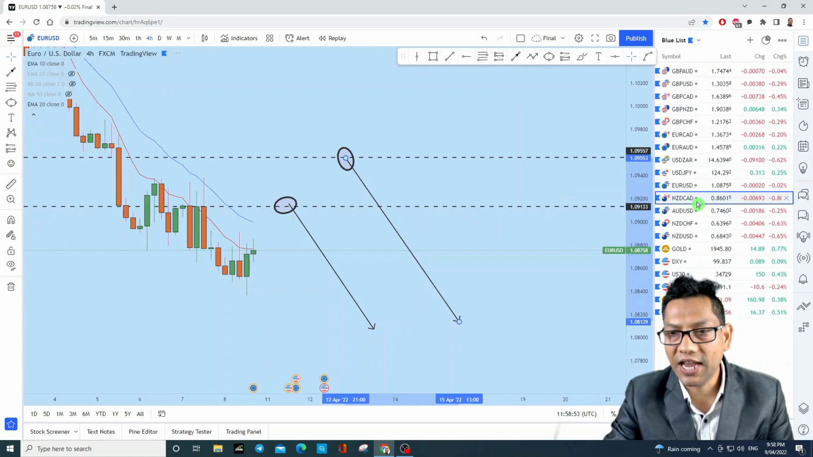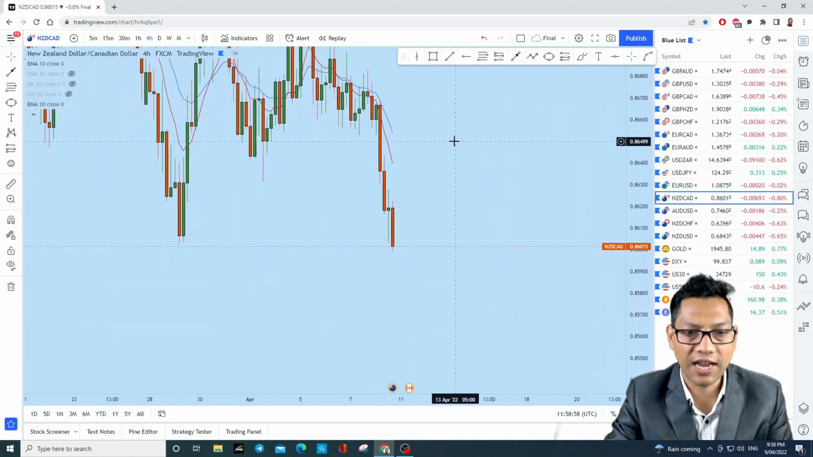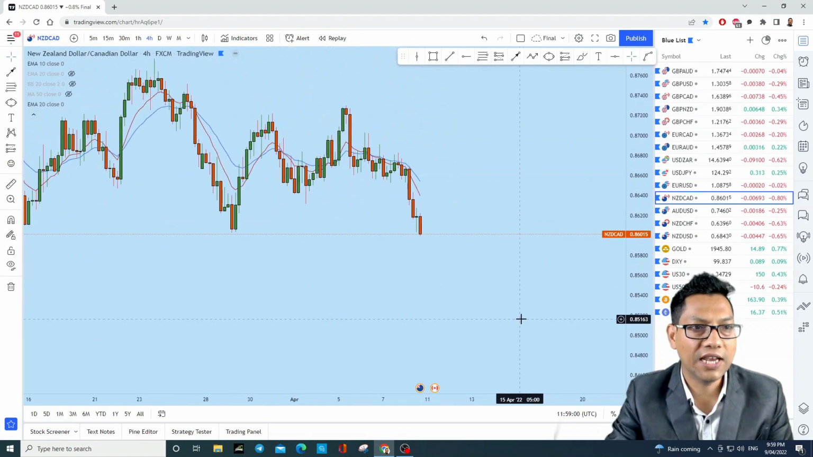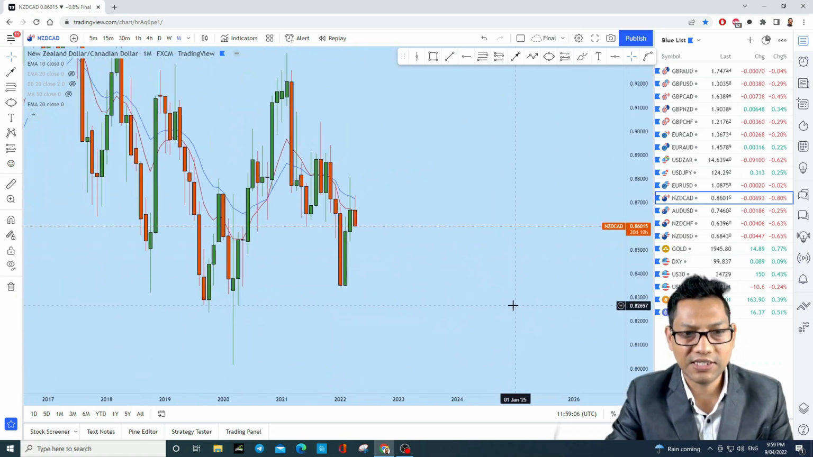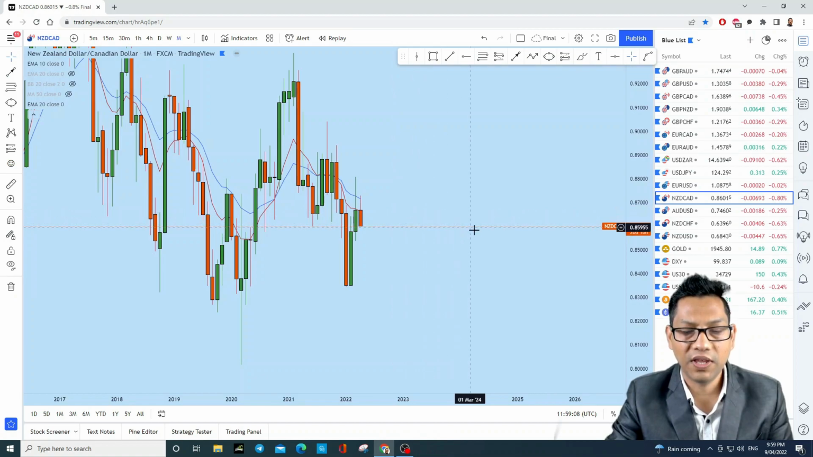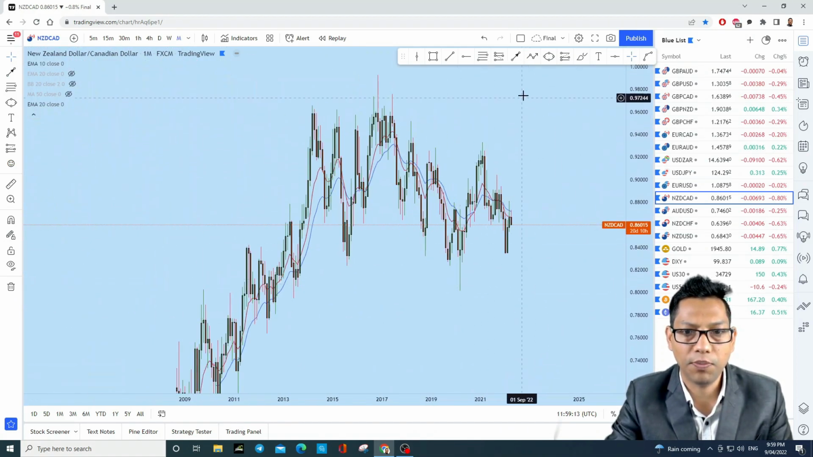Now NZDCAD, let's see what's happening with NZDCAD. So what you see on NZDCAD, first let's see the bigger picture, monthly. Now on the monthly we see that NZDCAD has basically been in a very strong downtrending market for a very long period of time.